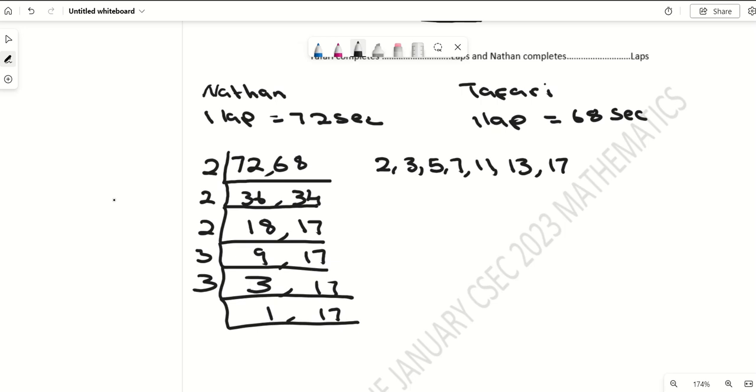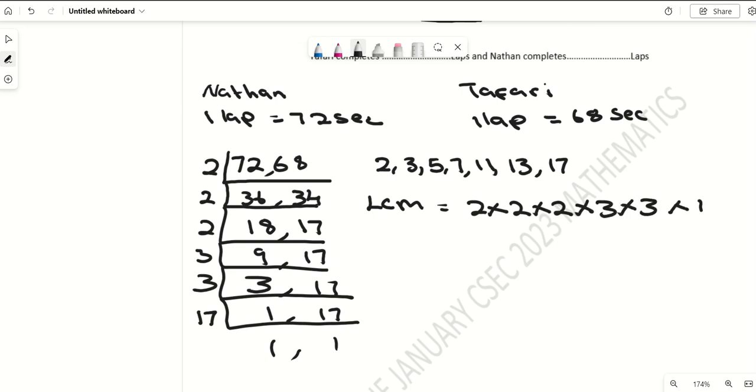5 cannot go into 17. 7 can't go into 17. 11 cannot go into 17. 13 can't go into 17. But 17 could go into 17. So 17 into 1 cannot, so you bring down the 1, and 17 gives 1. So my LCM would be 2 multiplied by 2 multiplied by 2 multiplied by 3 multiplied by 3 multiplied by 17, which is equal to 1224. And these here are seconds.